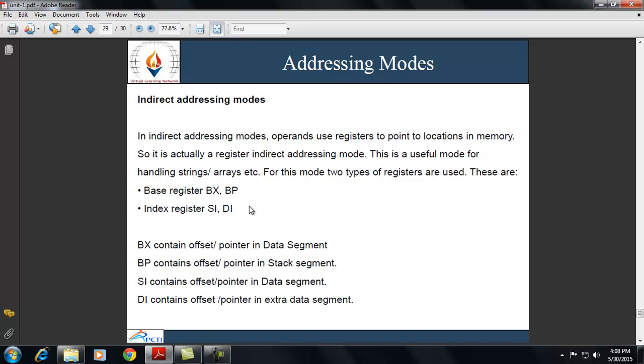But in the case of indirect addressing modes, the operand uses registers to point to locations in memory. So it is actually a register indirect addressing mode, and this is a useful mode for handling strings, arrays, etc. For this mode, two types of registers can be used: base registers, which are BX and BP, and index registers, which are SI and DI. This is all about the addressing modes of 8086.